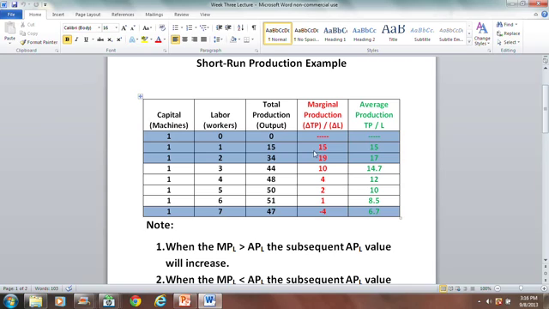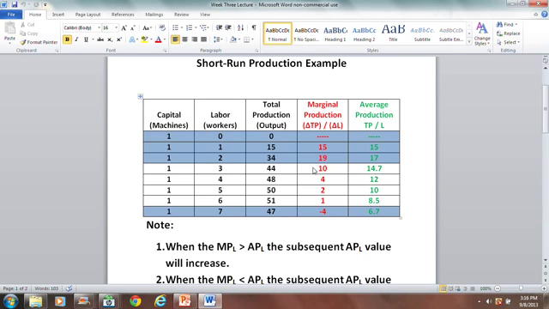Alright, now for the marginal product, notice that its values go initially from 15 up to 19. As long as the marginal product is increasing, 15 up to 19, that area that I've shaded in blue is known as the region of increasing returns, because as we are hiring more workers, each worker is giving us subsequently more and more additional output.